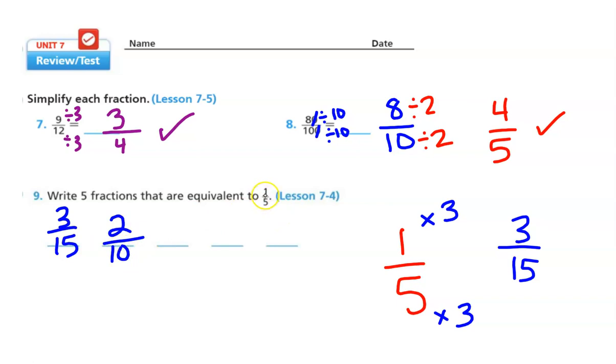I can multiply it by 10. So 1 times 10 is 10, and 5 times 10 is 50. That would work. I can multiply it by 5. 1 times 5 is 5, and 5 times 5 is 25. And then I could also, let's just choose 6. I could do 1 times 6 is 6, and 5 times 6 is 30. These are all numbers that mean the exact same thing. They're all equivalent to 1/5.